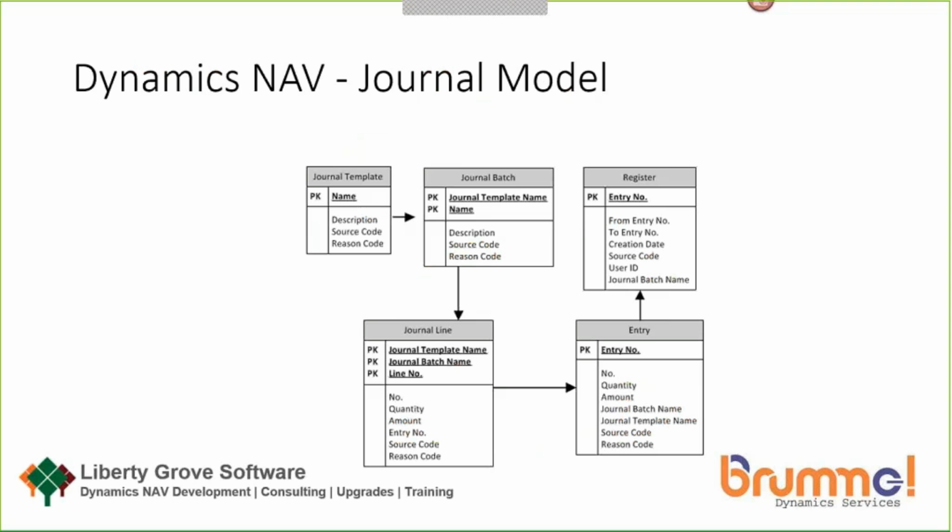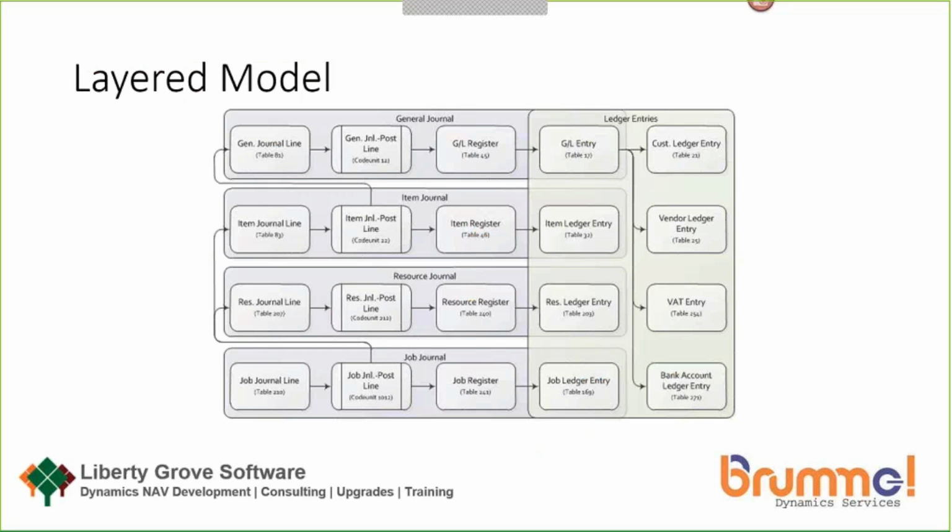Dynamics NAV has a specific architecture to create information in the general ledger using journals, which is illustrated on this slide. And using journals, we create entries. And this model is used throughout the application in a layered model and repeated for other functional areas. This is called design patterns, which makes recognizable software and generates a common language for solution architects. On top of this model, Dynamics NAV has documents that use the journal during posting and generate entries.